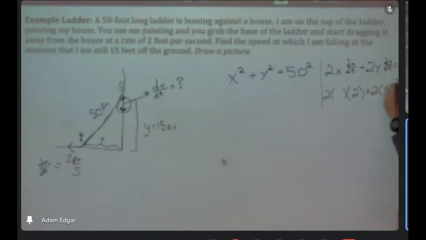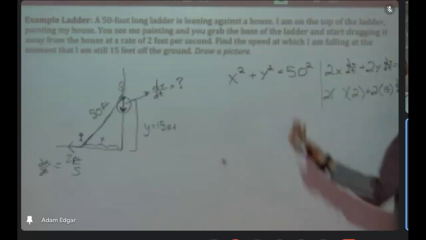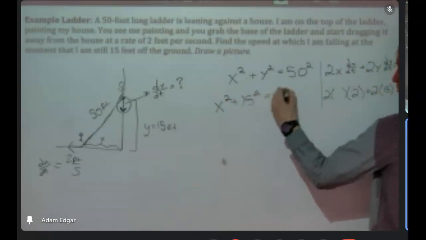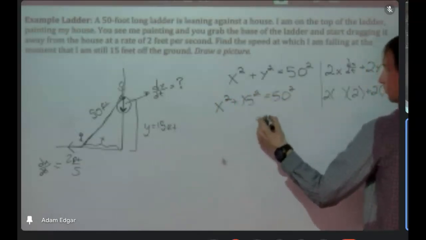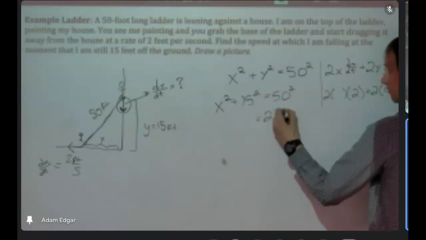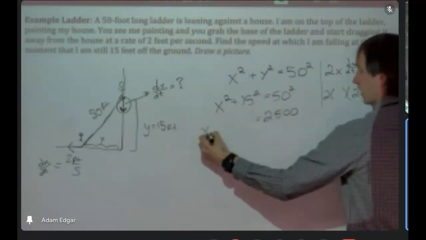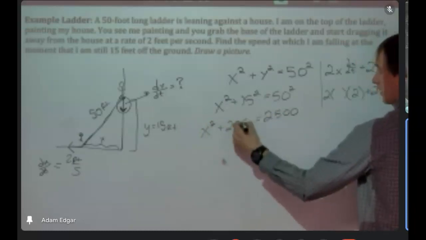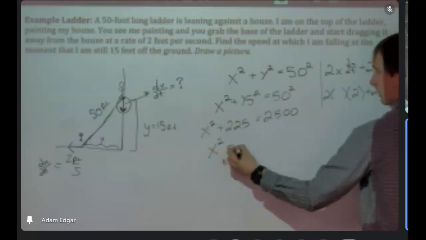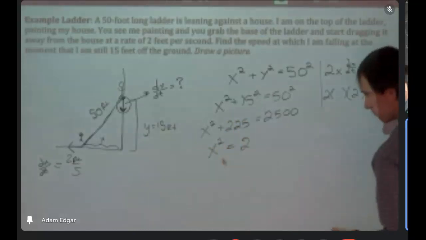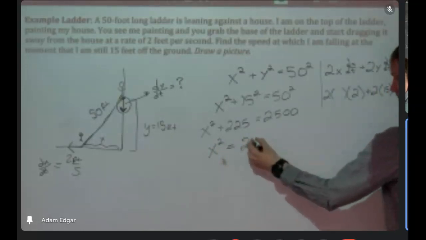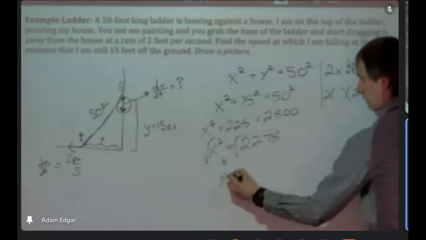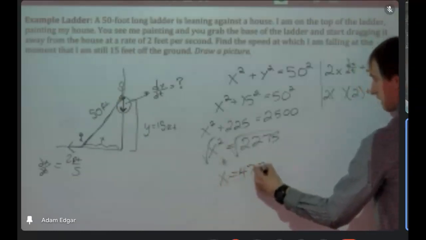So we just got to figure out x. Come over here and find out x. So x squared plus 15 squared equals 50 squared. What's 50 squared? 2,500. What's 15 squared? 225. 2,500 minus 225 is 2,275. Square root? 47.7, you said? All right, so now you have that.